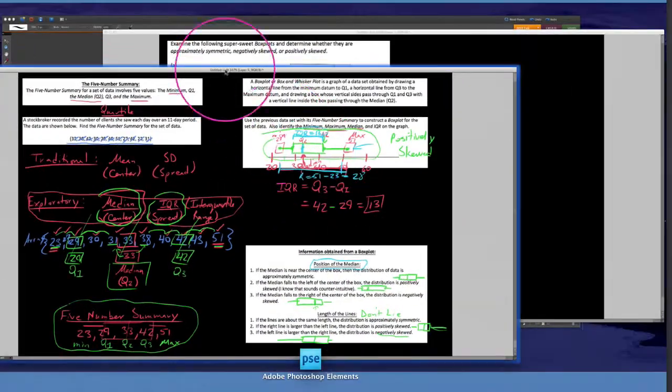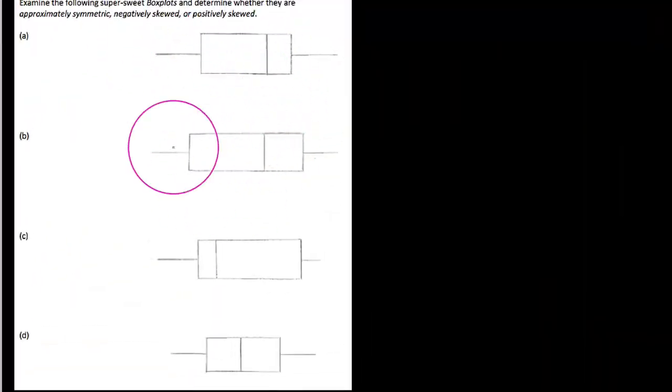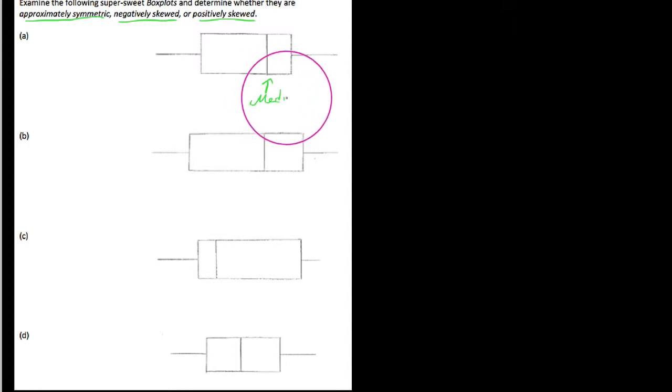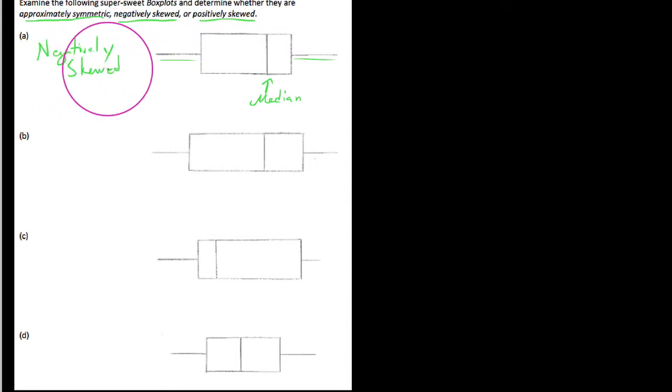So the last thing I want to do very briefly is this. Take a look at these distributions of data right here and say, okay, what can we determine from this? Are they approximately symmetric, negatively skewed, or positively skewed? When we look at this first distribution, we can see that the median falls well to the right side of this box. And the lines are about the same lengths, okay? So since the median was far to the right of this box, we could refer to this as being slightly negatively skewed. Okay, so remember the median is kind of backwards than what you would think it would be. If it's to the right, it's actually a negative skew.